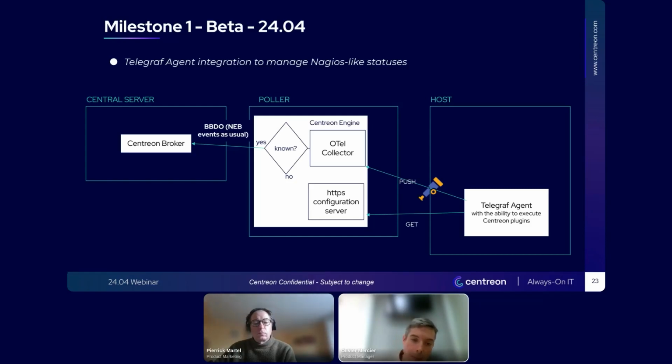And then Engine checks if the service or the host is known. That means if it's configured in Engine, and if yes, it becomes a regular host or service status and is sent to the central server. So this is our first step.